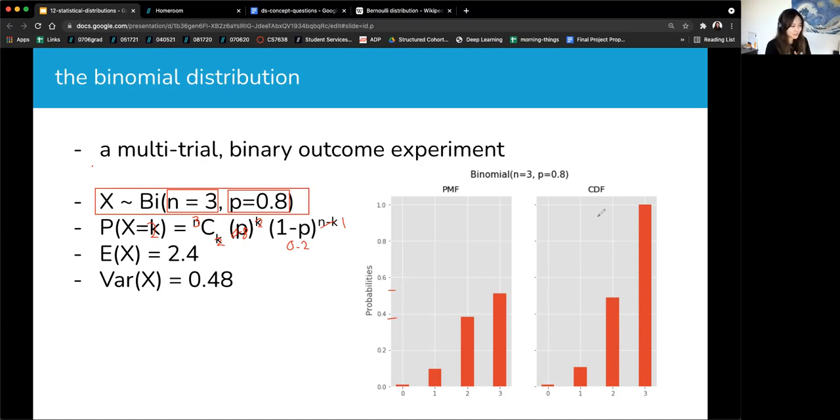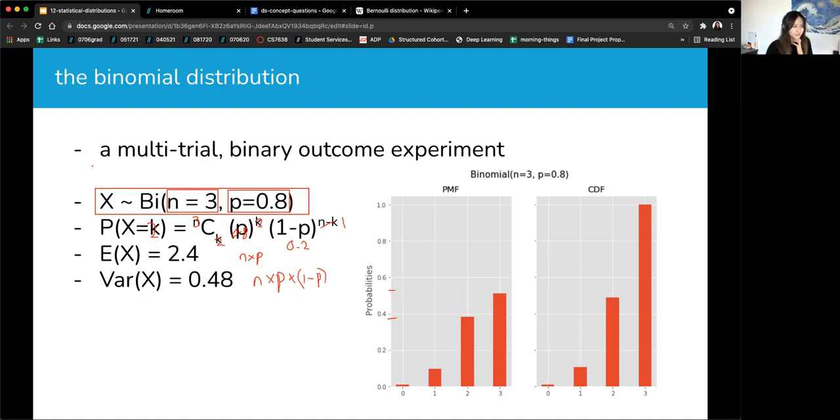So that's what a binomial distribution means. In this case, the formula for expected value and variance, again, not important to remember, but the expected value is always characterized by the number of trials multiplied by the probability. And the variance is actually the number of trials multiplied by the probability multiplied by 1 minus the probability. And that's how we get 0.48, because we have 3 times 0.8 times 0.2.